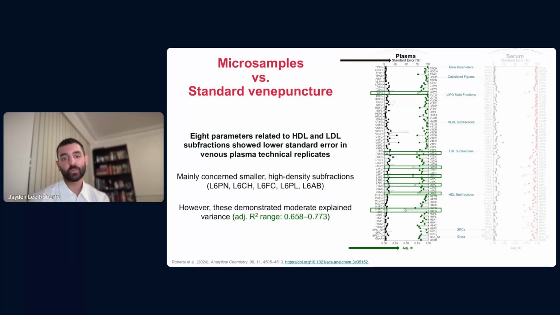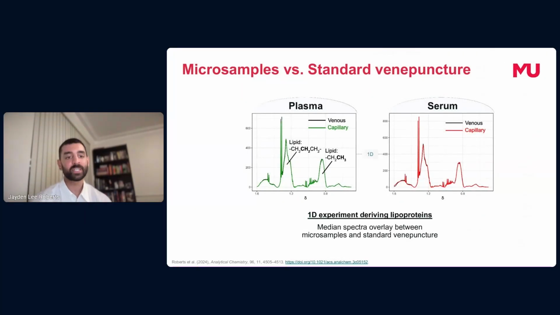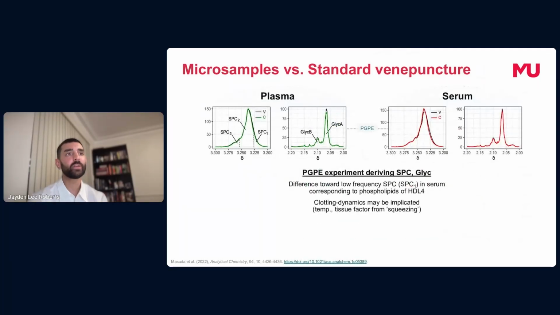And we can also look at this using the spectra. So when we overlay the 1D spectra, which derives the lipoprotein parameters, we can see here that there's good overlap and relationship between both venous and capillary plasma and serum, and no differences were seen between the collection sites. However, when we have a little bit of a look at the pulse gradient perfect echo experiment, which derives the SPIC and GlycA parameters, what we noticed was that although there's nice overlay between the collection sites in plasma, there is a little bit of a smaller difference, particularly towards the lower frequency SPIC1, witnessed in serum samples.